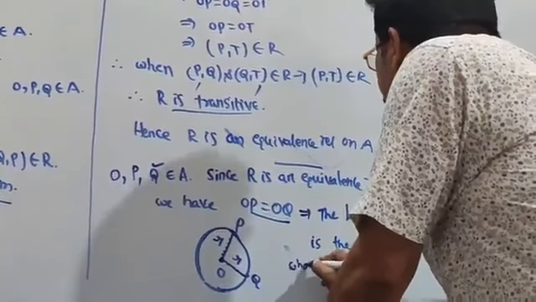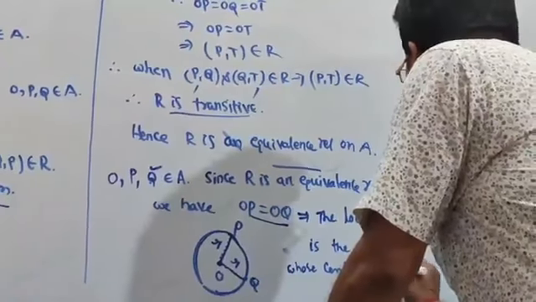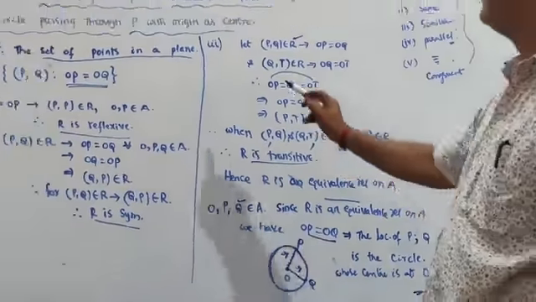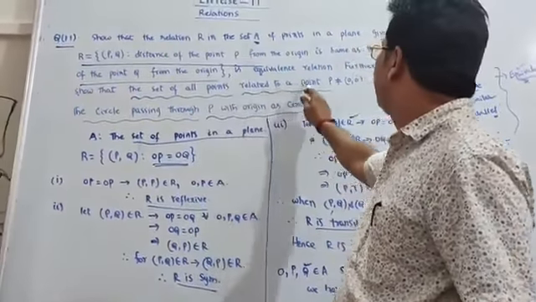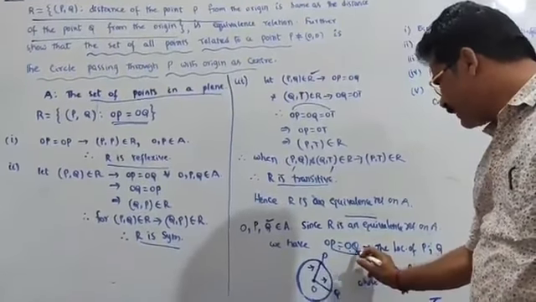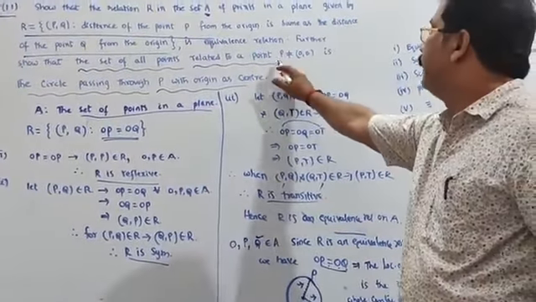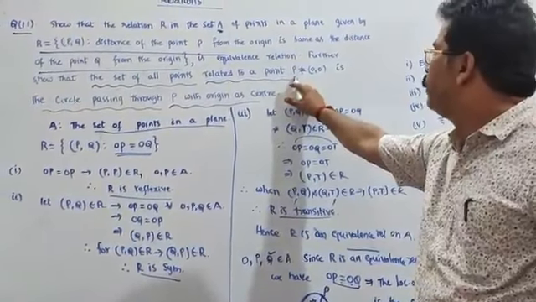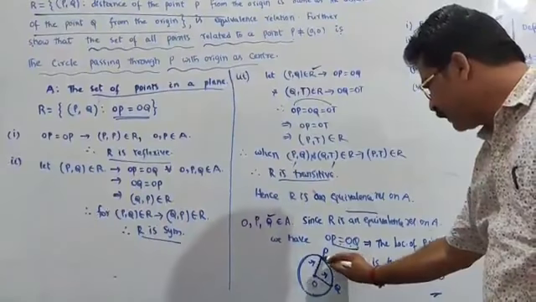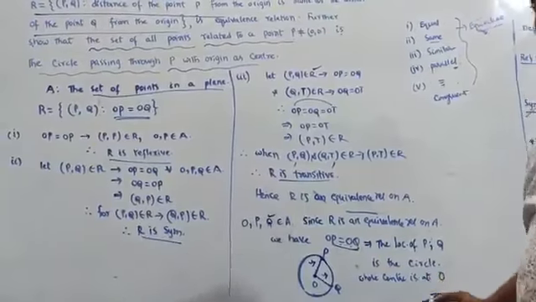whose center is at the origin. So, hence, the set of all points related to capital P, related to capital P meaning another point Q in the same plane with OP equal to OQ, is the circle passing through capital P. This is the circle which is passing through capital P and whose center is at the origin. Hence the problem.